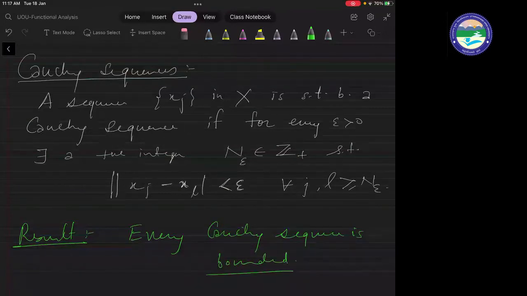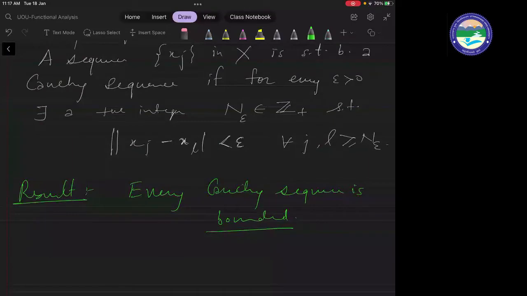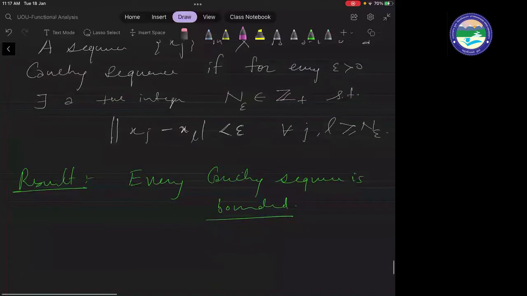Have you seen this? And you have also seen one result that every convergent sequence is Cauchy.